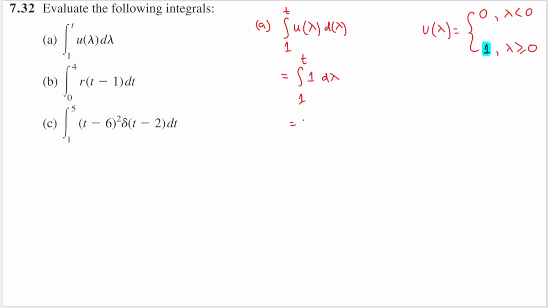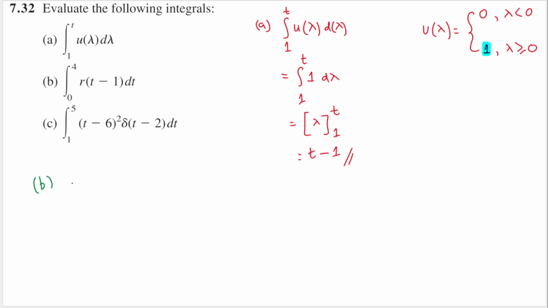This is just lambda, so we can plug the integration limits into lambda. Let's plug in t, and then minus, let's plug in 1. So the answer is t minus 1 for problem A. Always remember the definition of the function when integrating a singular function. Now let's move on to problem B.